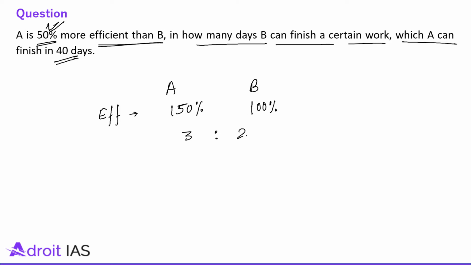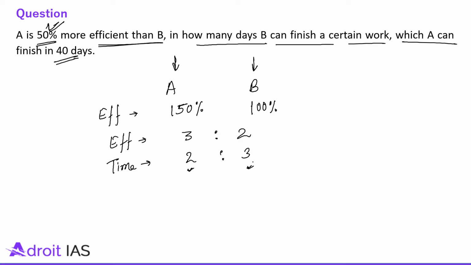Both the numbers are divisible by 50. So the ratio of their efficiencies is 3 is to 2. So the time taken for the same work will be in the ratio 2 is to 3, the reverse of it. So time taken by A is to time taken by B is in the ratio 2 is to 3.